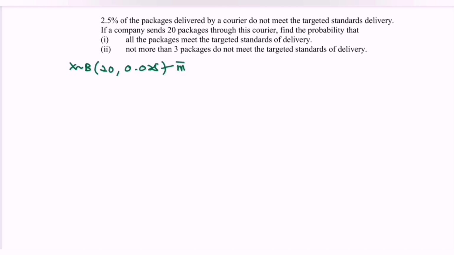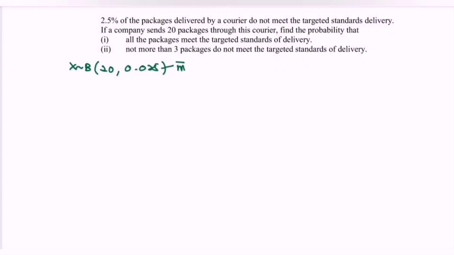Number 1, all the packets meet the target standard of delivery. So meaning that for the question, no package did not meet the target. So that will be the title. By referring to the formula, we have 20C0, 0.025 to the power of 0, 0.975 to the power of 20. If we refer to the calculator, the probability will be 0.6027.